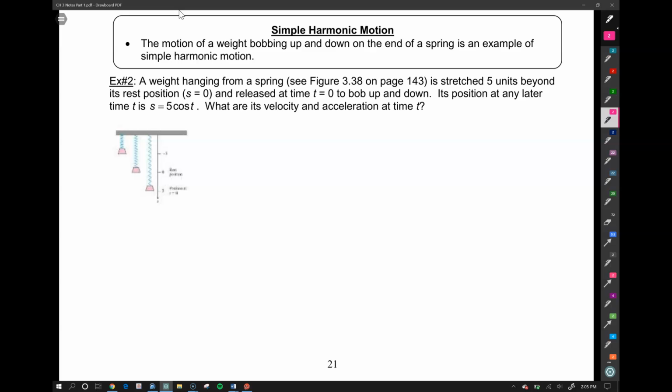Yes, but sine and cosine. Oh, okay. Yeah. All right, so something interesting.